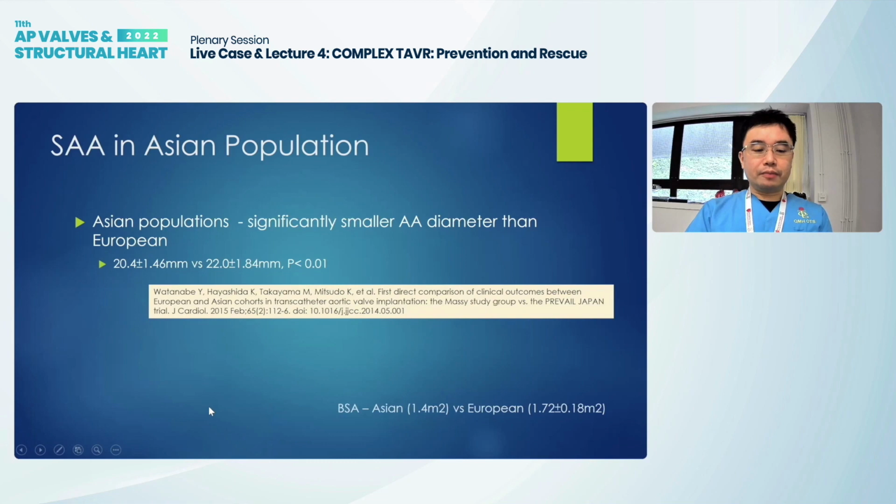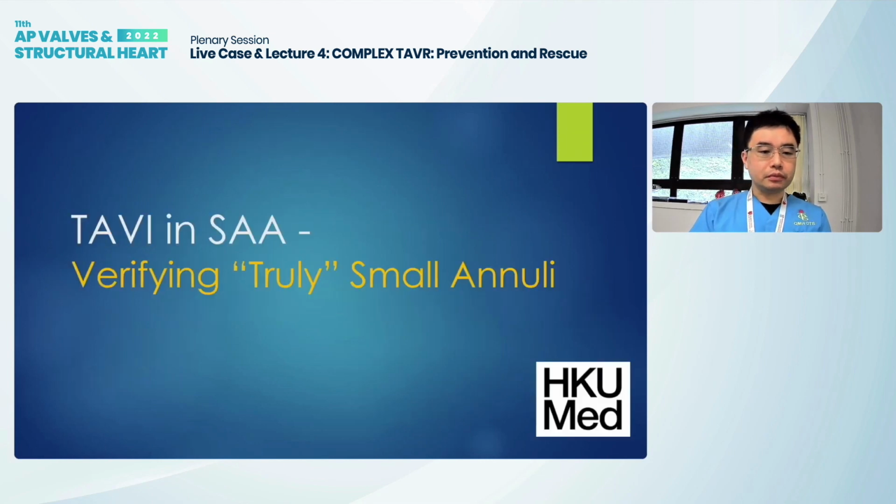We know that compared with the European population, the Asian population has a smaller aortic annulus diameter. And so people would think that the issue would be patient prosthesis mismatch in this cohort. But sometimes it is very difficult because the calculation also takes into consideration the body surface area, and for Asians, they also have a very small body surface area.